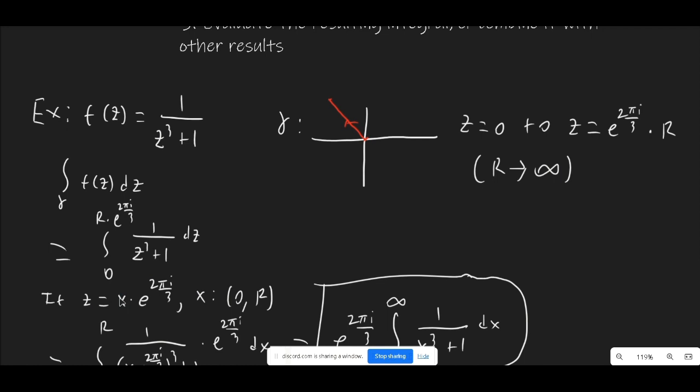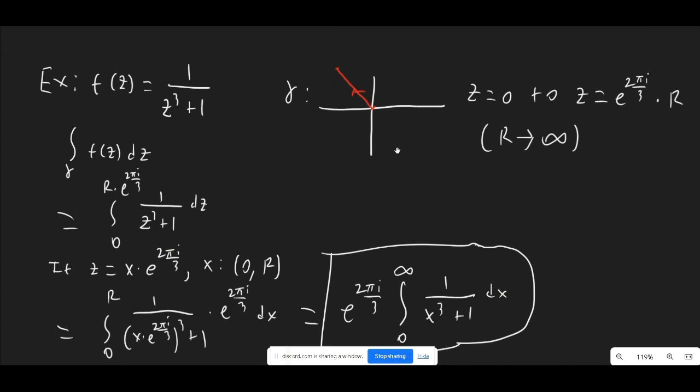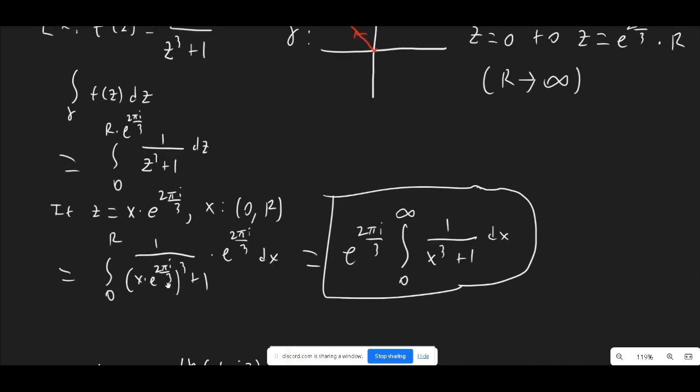Now we notice that if we let z equal x, where x is a real number, times e to the 2 pi i over 3, then x is going to go between 0 and r, right? So that this turns our integral through the complex plane, which is a bit nasty to evaluate, into an integral from 0 to infinity on the real axis, which is really nice.